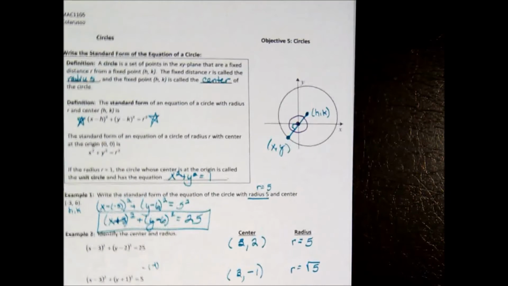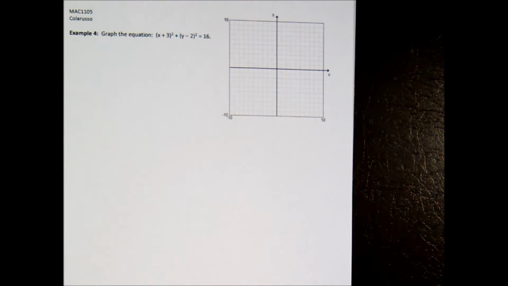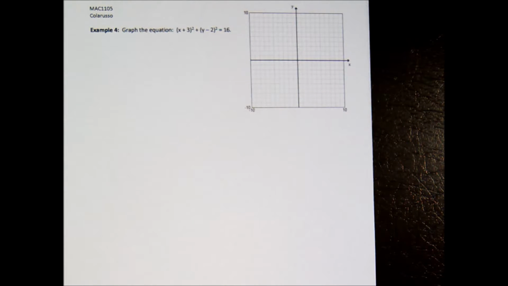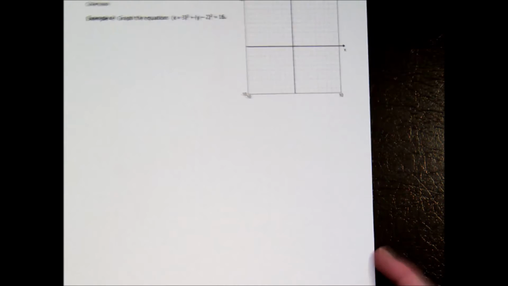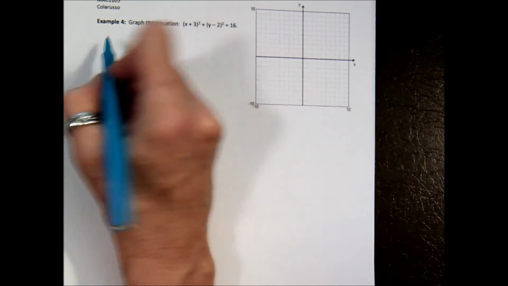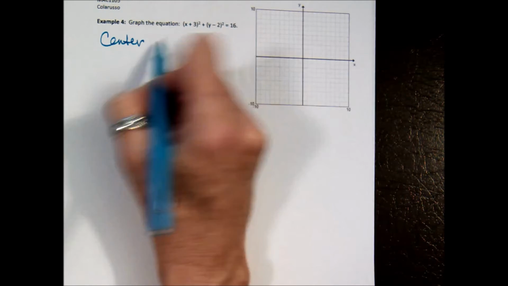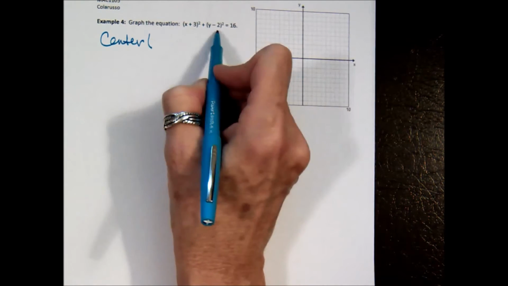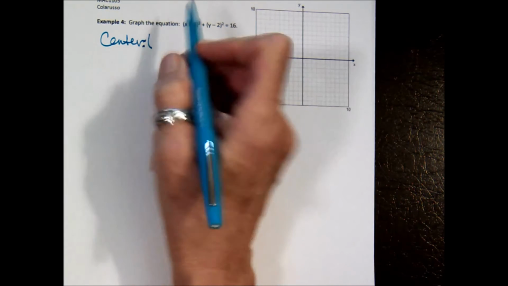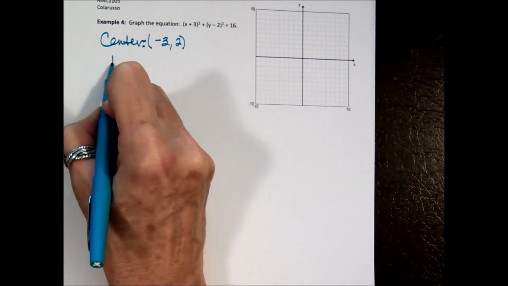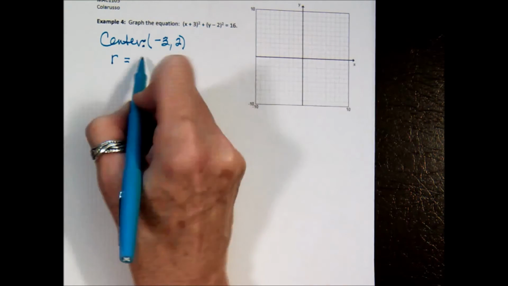All right, next page. Let's look at this one. It says graph the equation x plus 3 squared plus y minus 2 squared equals 16. So again, we know that our center is the point h, k. In this case, it is not 3, negative 2. Remember, it's going to be the opposite, so it's negative 3, 2. And I know that the radius is the square root of 16, which is 4.